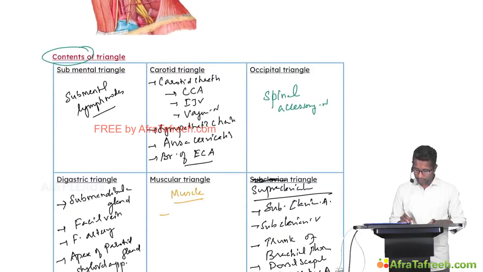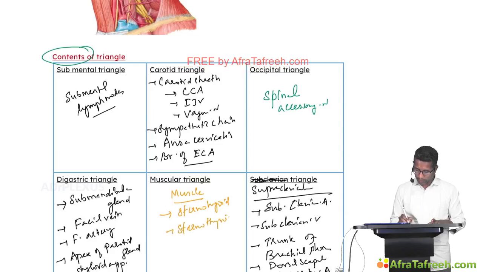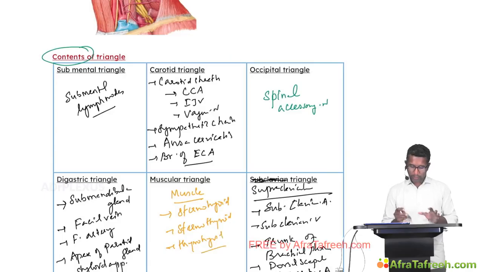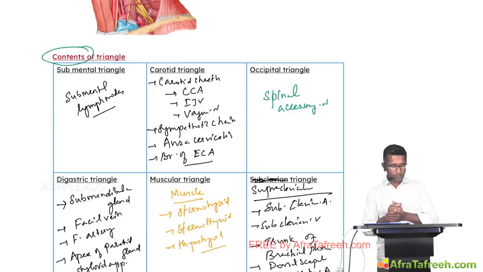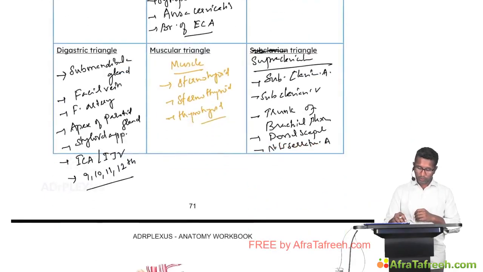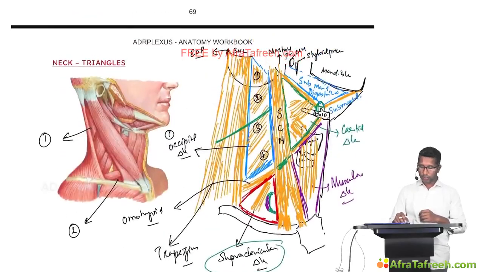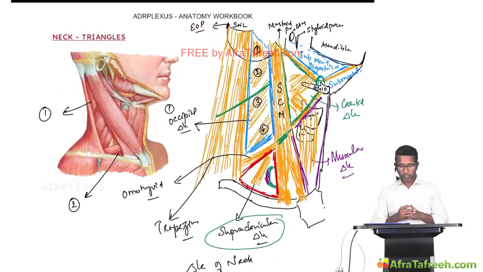And the muscles you see in this muscular triangle are sternohyoid, sternothyroid, and thyrohyoid. All these muscles are the muscles which you see in the muscular triangle. So this is about the triangles of the neck.